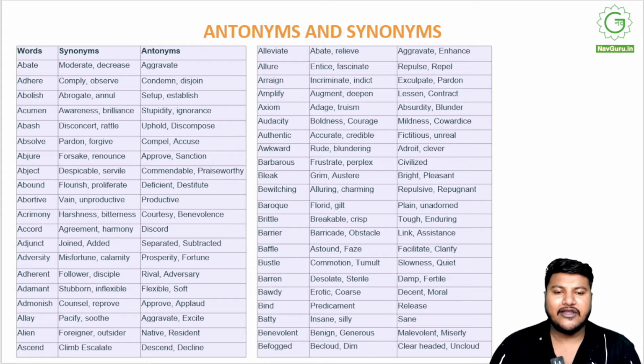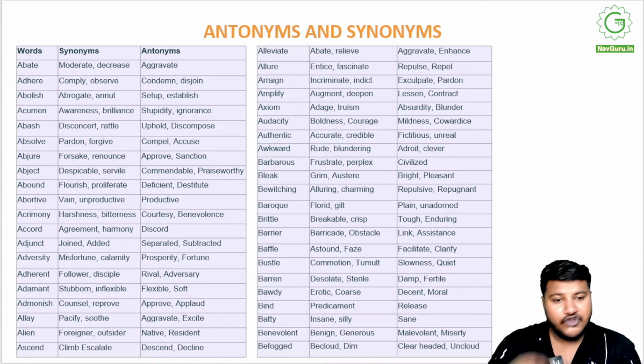Authentic means accurate or credible, so its antonyms would be fictitious or unreal. Awkward means rude or blundering, so adroit and clever would be its antonyms. Barbarous means frustrate or perplex, so its opposite would be civilized. Bleak means grim or austere, and its opposite would be bright and pleasant.